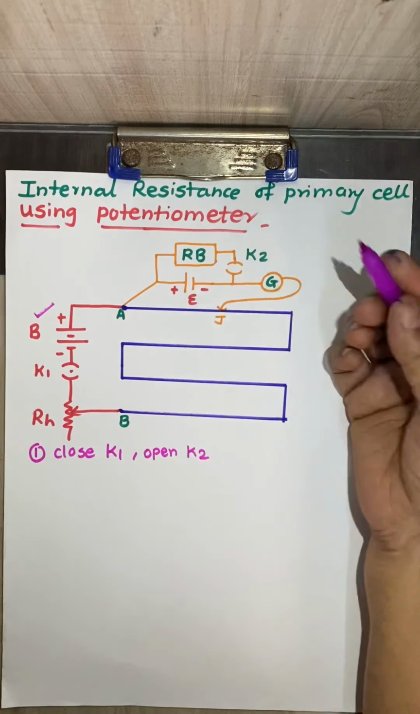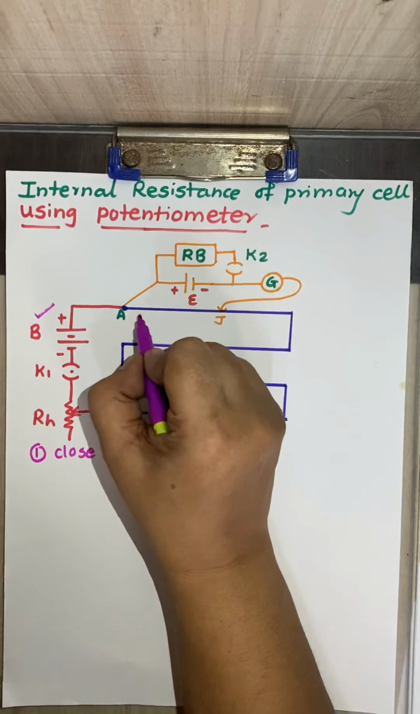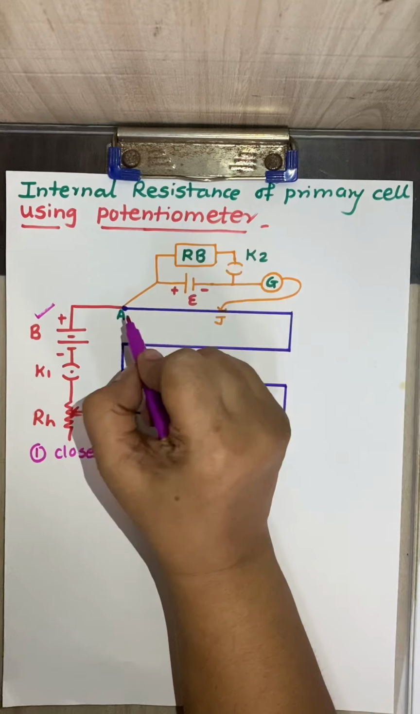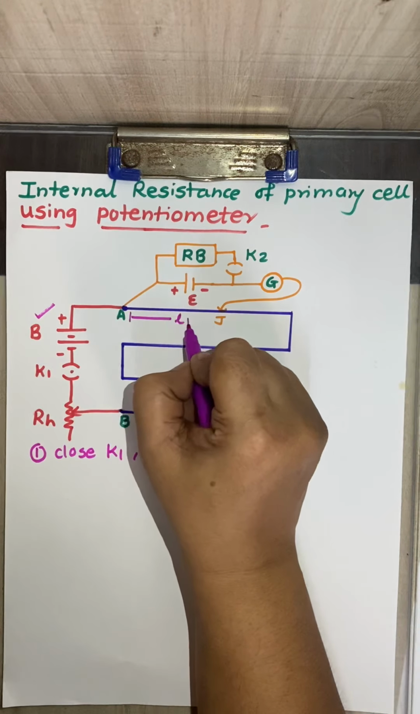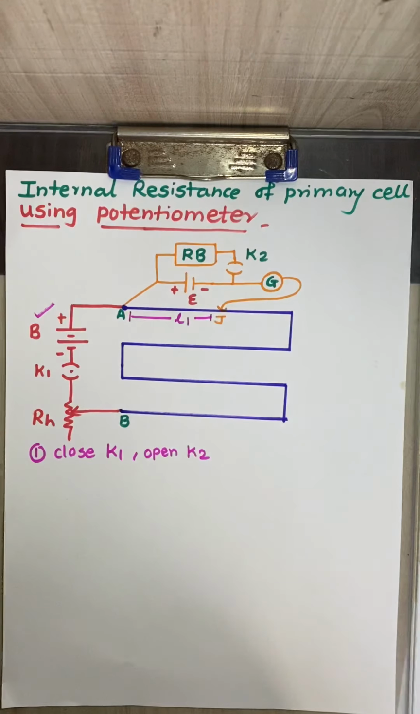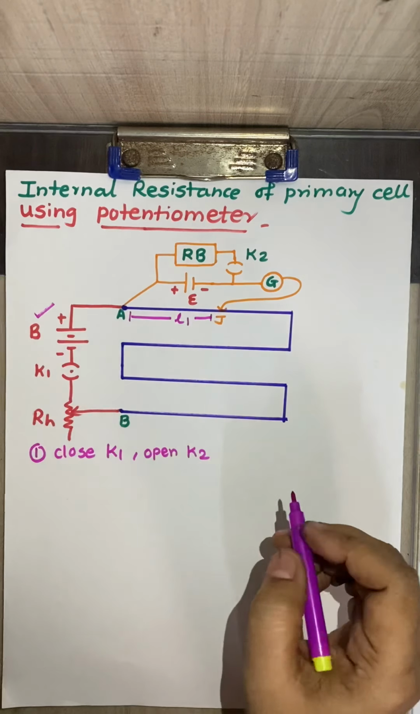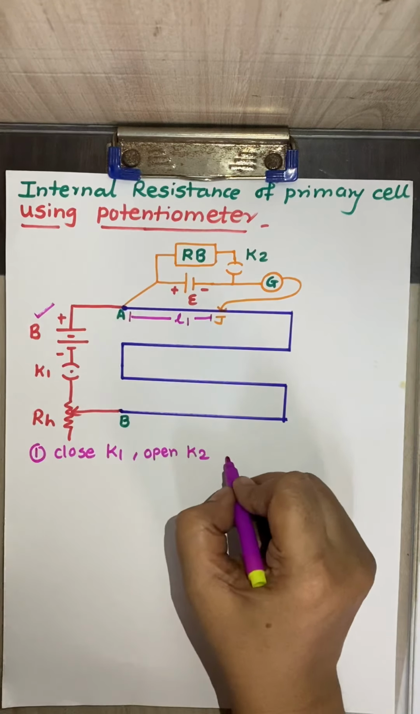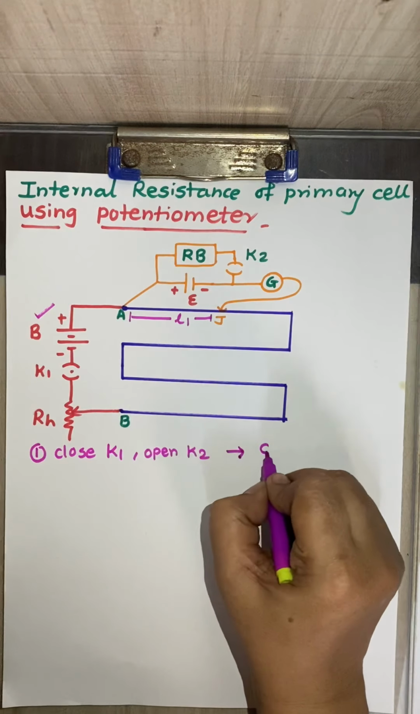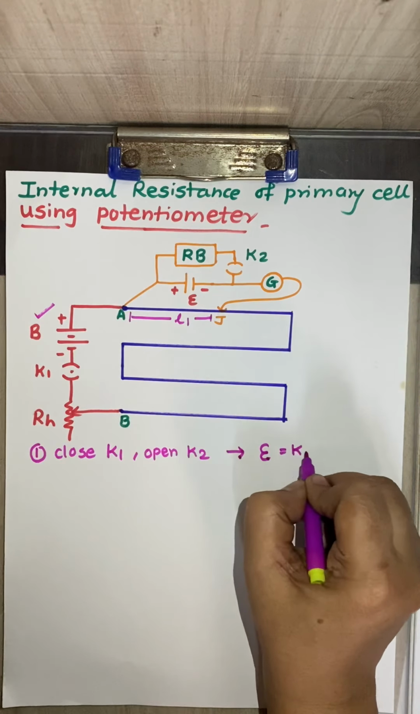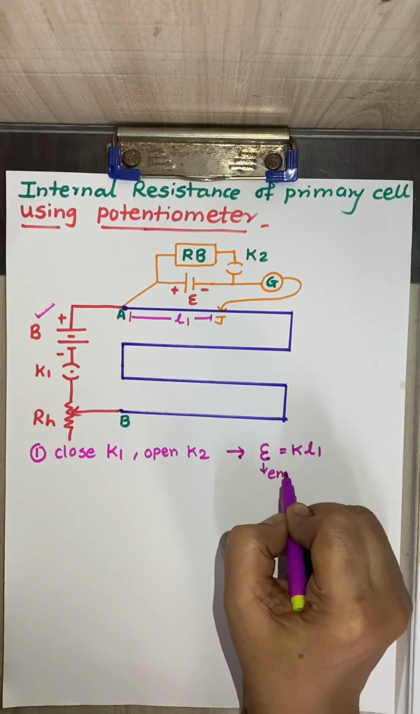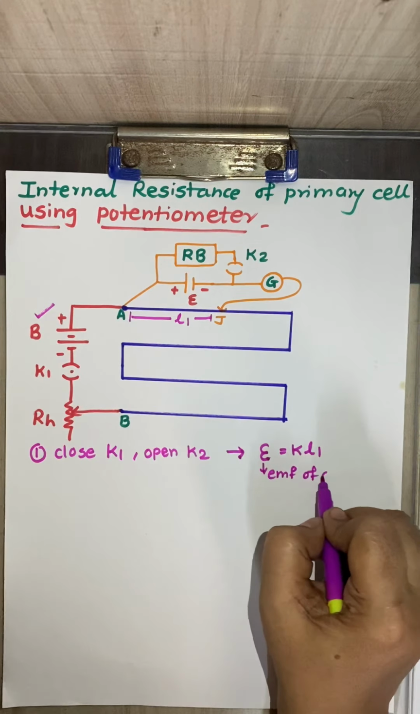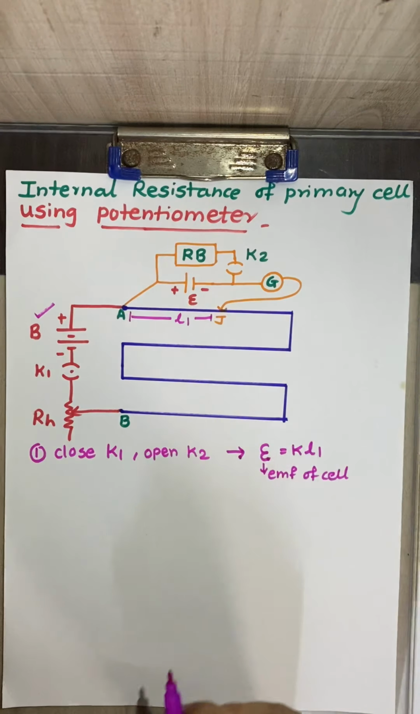At that time, L1 is the balancing length. So initially, when K2 is open and K1 is pressed, this is the balancing length L1. Now if K is the potential gradient, then the EMF of the cell in this case is E = KL1, where E is the EMF of the cell whose internal resistance we want to find out.